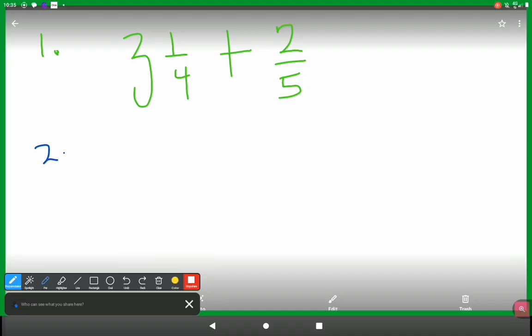Alright, then you can do this as well. 5 whole 1 over 3 subtract 3 whole 2 over 3.